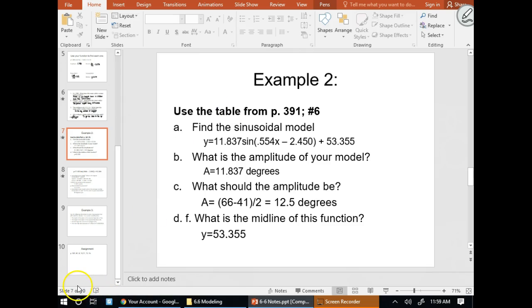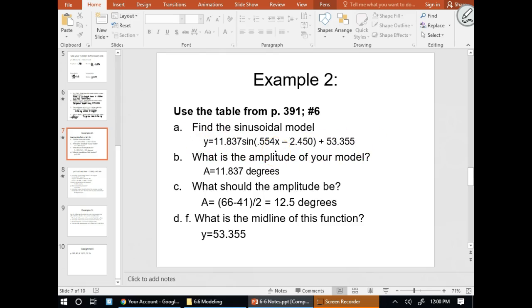So, if you have these filled in, is yours filled in there where it says like 11.837? I copied the wrong ones whenever I did this. I didn't mean to do that, but you have all the answers already. But it'll be more like what we're going to do here. This all came from page 391 in your book. There's a table there for number 6. When you do the regression, you will get this answer right here.